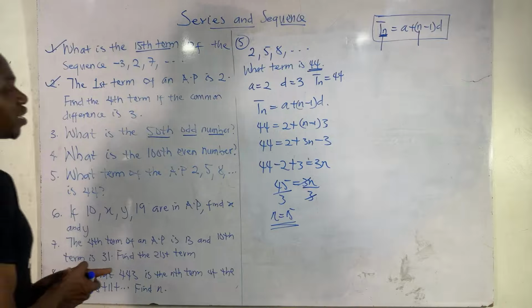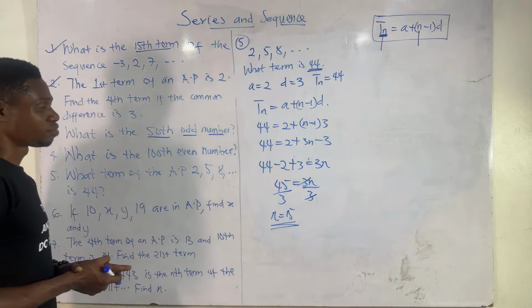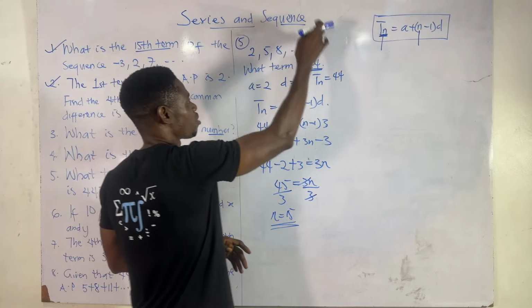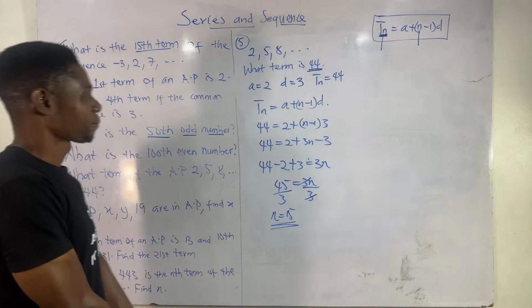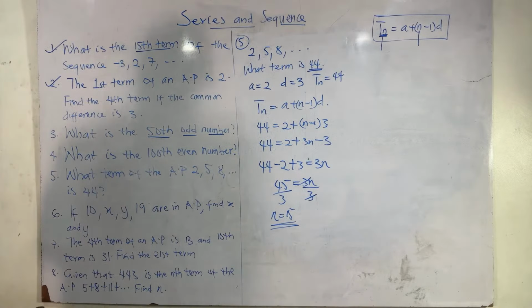So that was clear enough. So n is 15. So if you keep counting to number 15, the answer will be 44. Okay, so I believe this is clear enough.